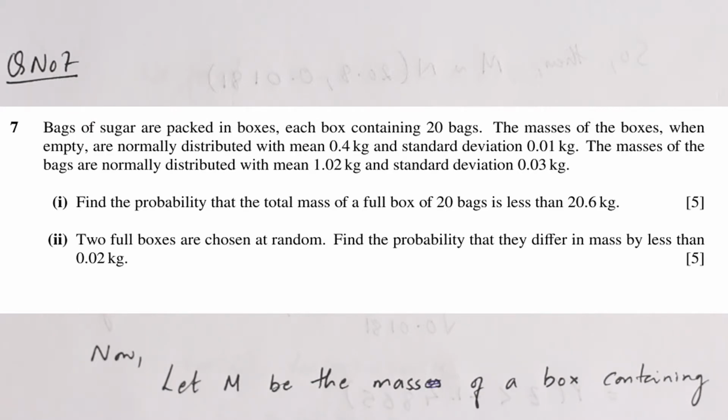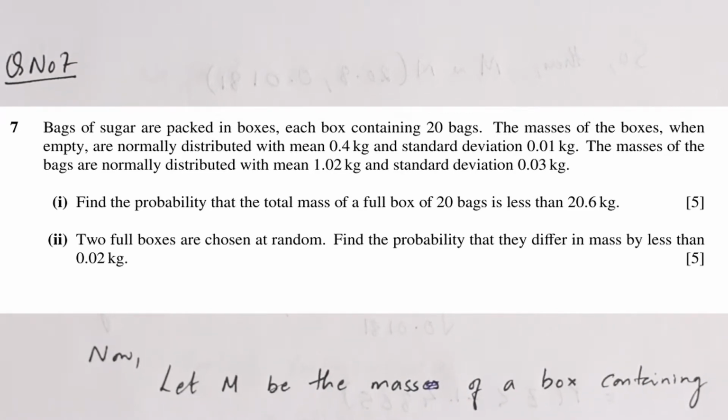And the second question is, two full boxes are chosen at random. Find the probability that they differ in mass by less than 0.02 kg. Okay, so now let's look at the solution to this question.